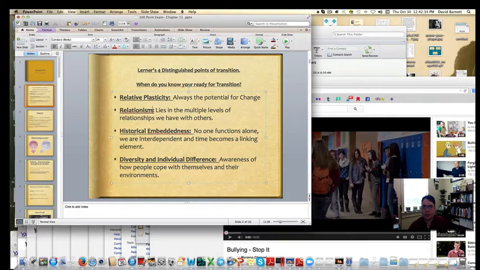Those are the four things that Lerner said were distinguishing elements that made you ready for transition. So relative plasticity, relationism, historical embeddedness, diversity, and individual difference.